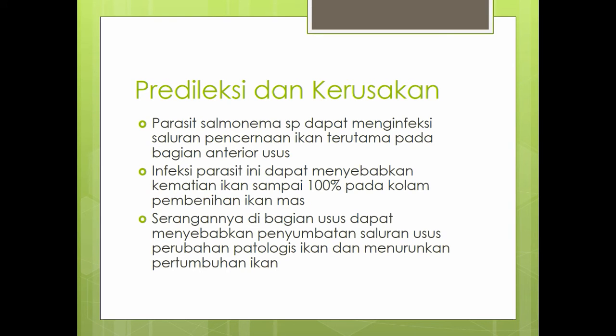Now for the predilection and damage caused by this worm infection. 1. The parasite can infect the digestive tract of fish, especially the anterior part of the intestine. 2. This parasitic infection can cause fish death up to 100% in goldfish hatcheries. 3. The attack on the intestine can cause intestinal tract obstruction in fish, pathological changes, and decreased fish growth.